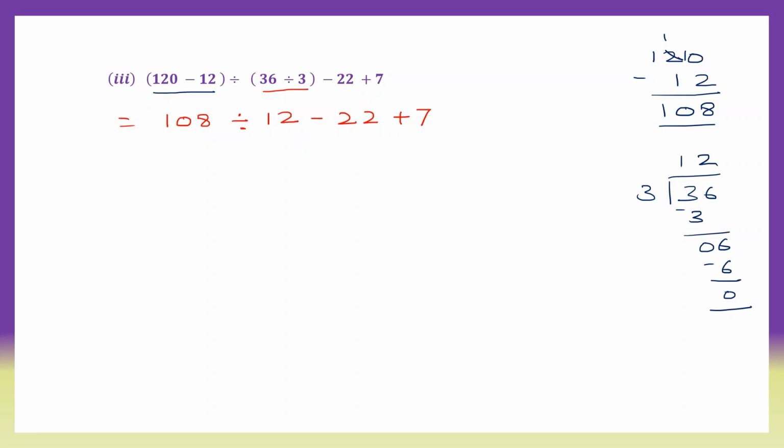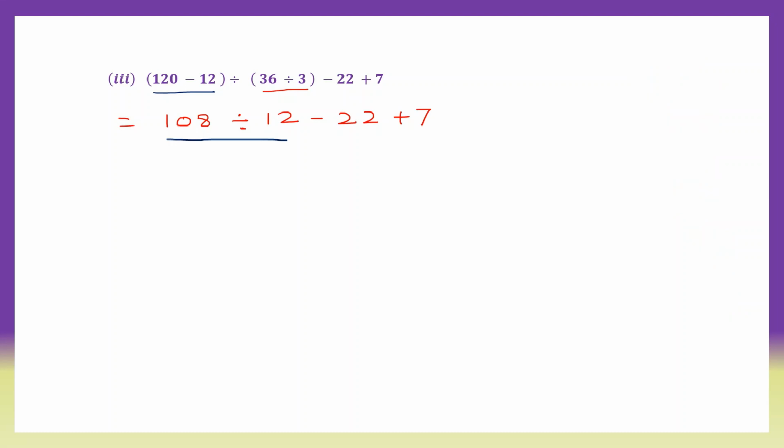So let's do this: 108 divided by 12. Now 12 into 9 is 108. So 12 nines are 108. So when you minus, you get 0. So let's write that down here. So here we've got 9 when we divided this. And let's write the remaining: minus 22 plus 7.